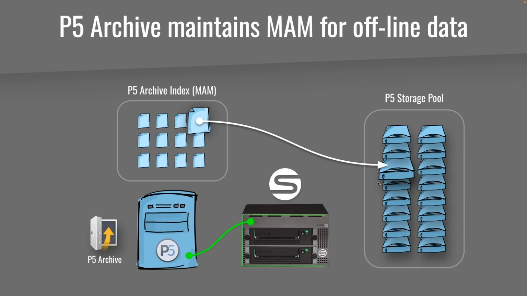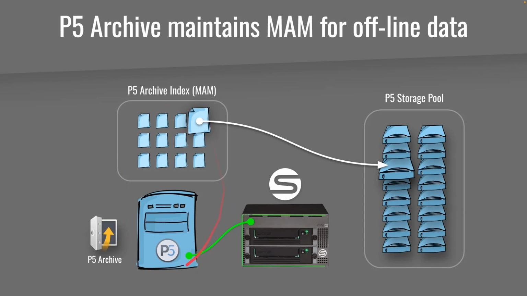The way that you work with P5 after you've archived your media data is you go into this MAM, you can browse and see files and watch previews and see thumbnails and identify what it is that's offline that you want to pull back online, and then P5 will drive the tape hardware and tell you which tapes are needed to recover that data. So with P5, the index is very much integral to the way that the archive works.